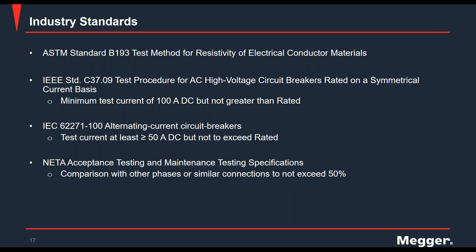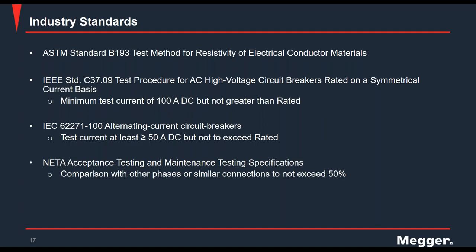That standard talks about an important aspect that we are going to look at in this session, which is test current. IEEE C37.09 recommends that the minimum test current be about 100 amps DC. However, this current should not be greater than the rated current of that circuit breaker. If you look at IEC standards, you have 62271-100, which talks about alternating current circuit breakers. The IEC standard recommends the test current to be at least greater than 50 amps DC, but not more than rated. And lastly, one of the standards is the NETA acceptance testing and maintenance testing specifications.